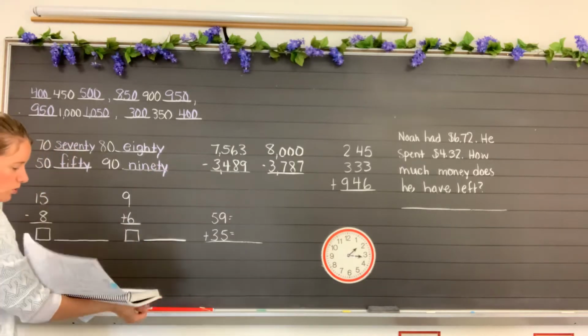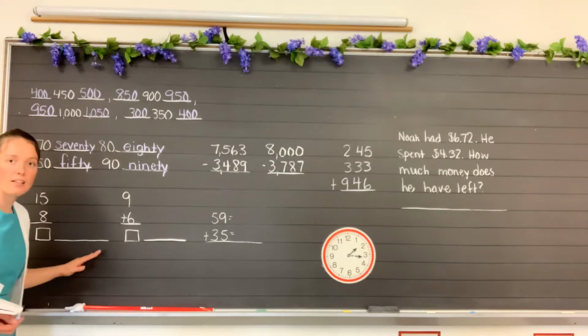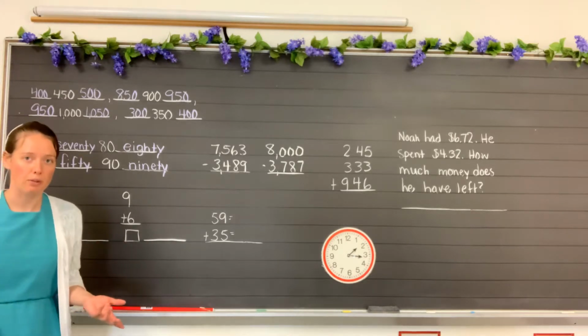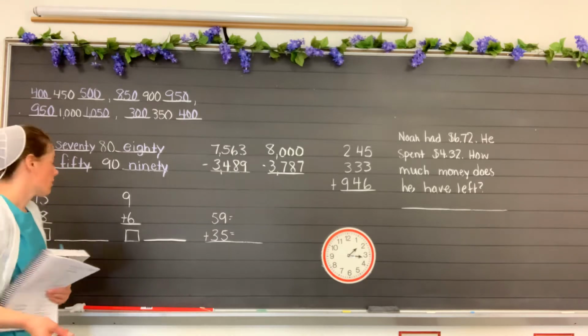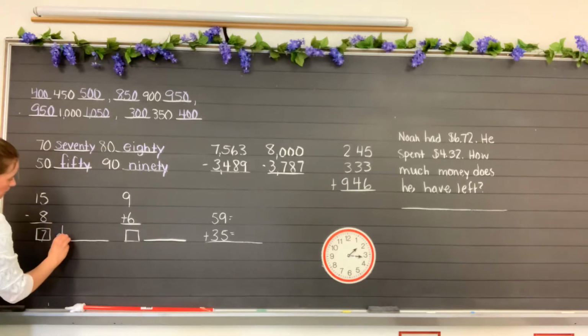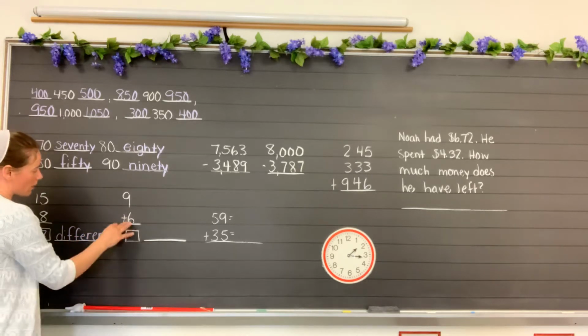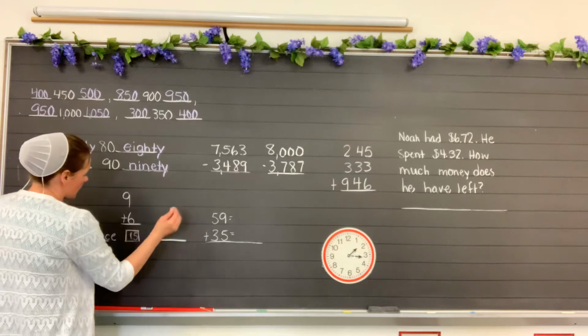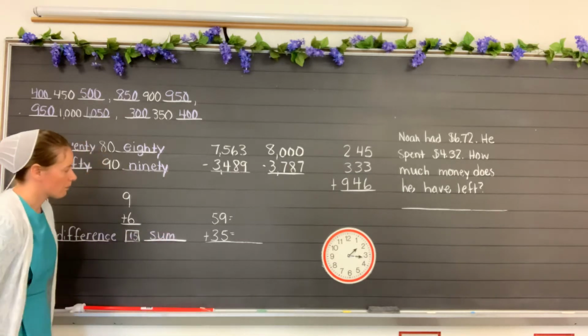Okay, so we have also difference and sum. Whenever we subtract, we have difference. Be careful in your test today that you spell it correctly. So we have 15 minus 8 is 7, and difference is spelled D-I-F-F-E-R-E-N-C-E. 9 plus 6 is 15, and that is a sum, so S-U-M makes sum.